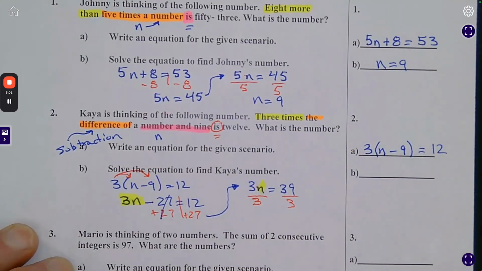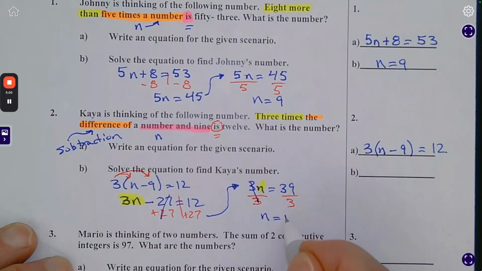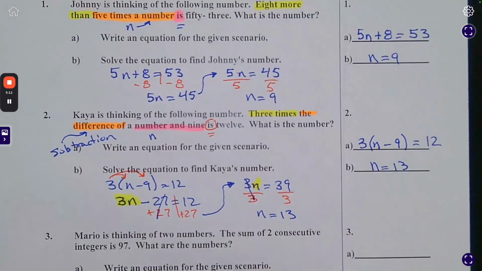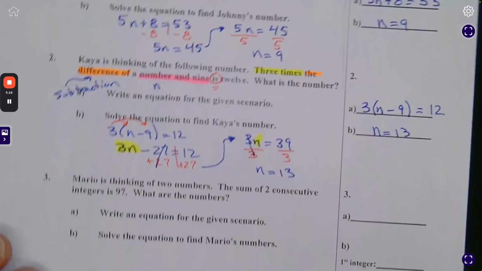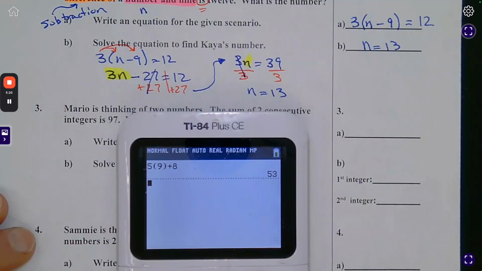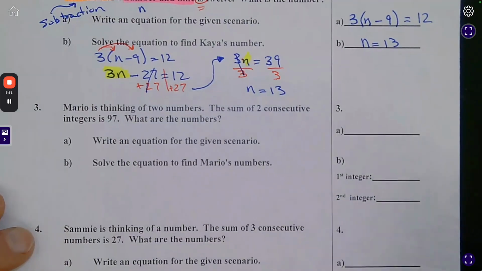Inverse of multiplication is division. This turns to 1n equals 13. All right, that's it. Let's see if we did it right. I'm going to go back to my calculator, and I'm going to substitute this in and see if we did it right. So I'm going to do 3, open a parenthesis. Now where I see the n, I'm going to put a 13 minus 9, and if that equals 12, we're good. Woo, we good, we good.